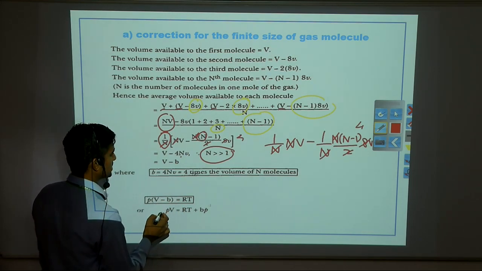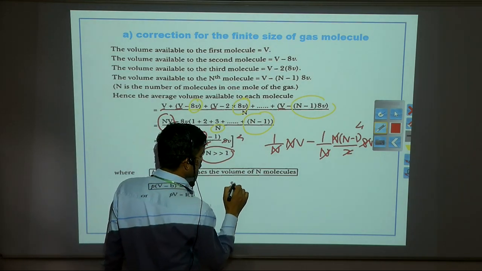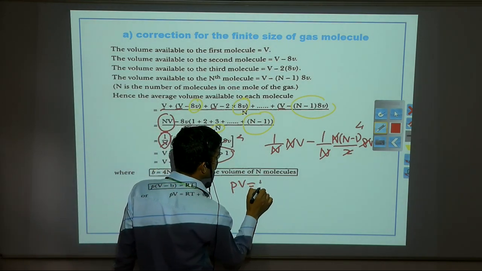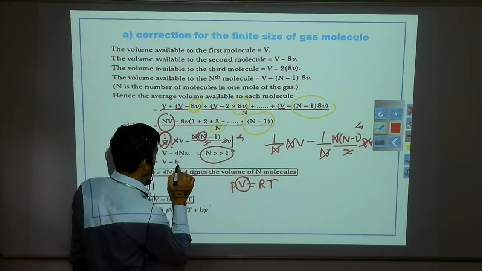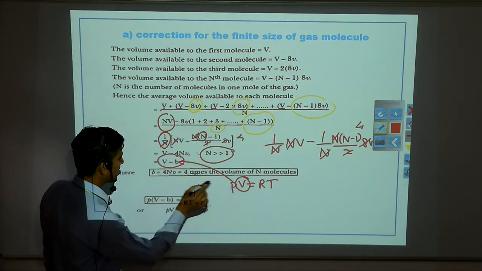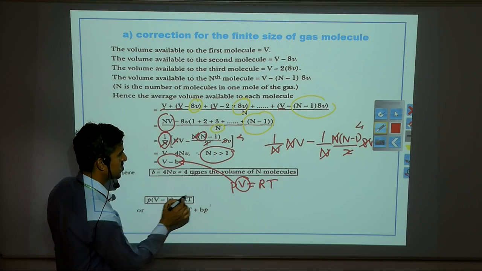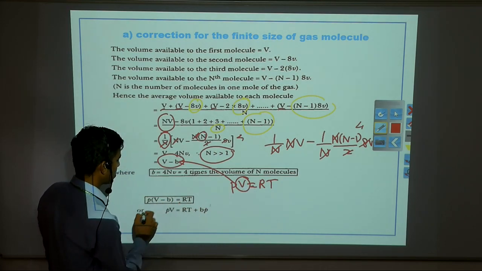The perfect gas equation is PV = nRT, and for one molecule, PV = RT. Here, replace V by V minus B. This means P(V − B) = RT. Correct? And multiply by this.